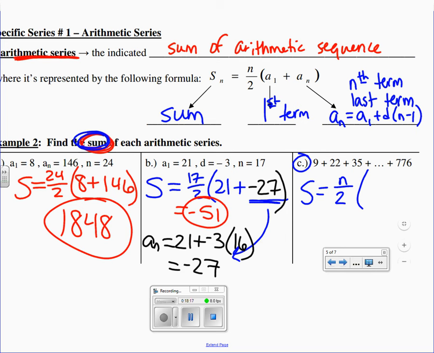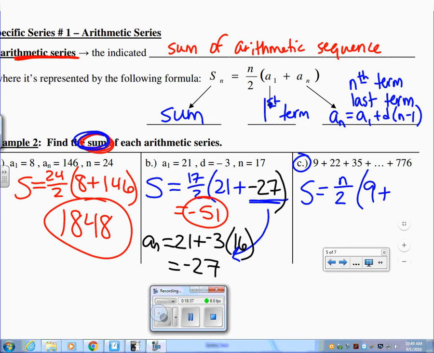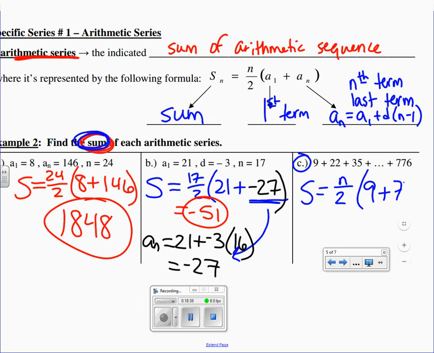Tanner, do I know what A1 is? 9. And Anthony, do I know what AN is? The last term. What is it? 6. Okay, so the last term is 776.